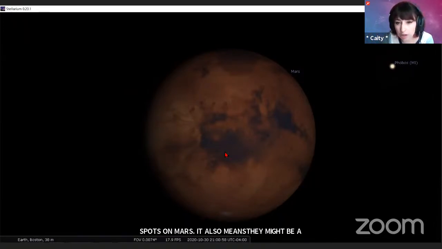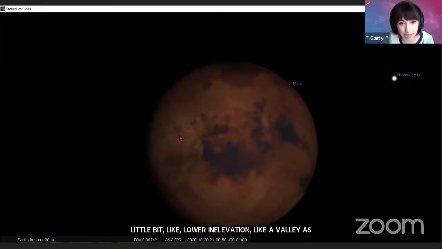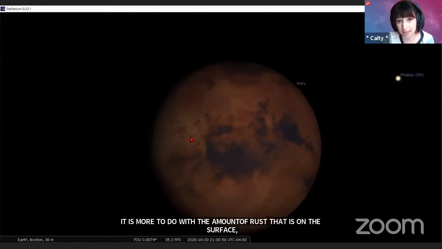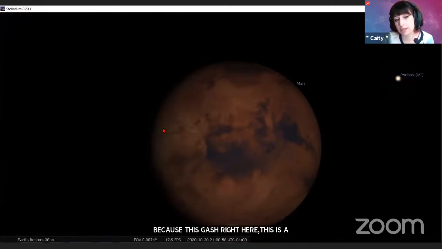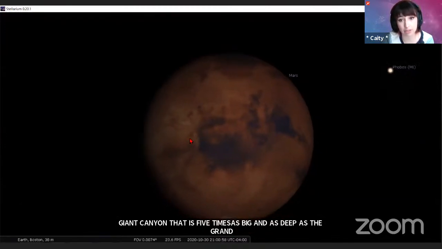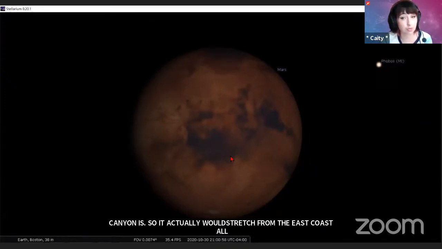But I think it's more to do with the amount of rust that's on the surface, because this gash right here is a giant canyon that's five times as big and as deep as the Grand Canyon is. It would stretch from the East Coast all the way to the West Coast of the United States if you were to compare the two. So the darker regions are just areas that have less rust.